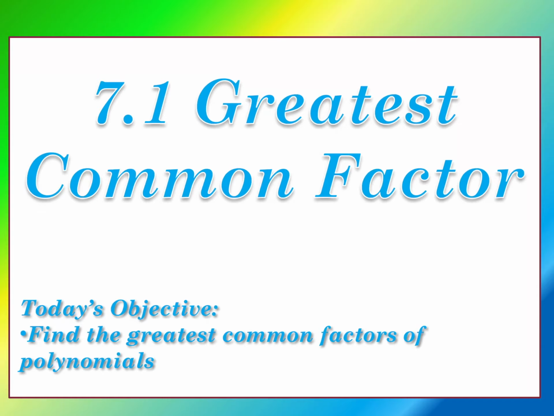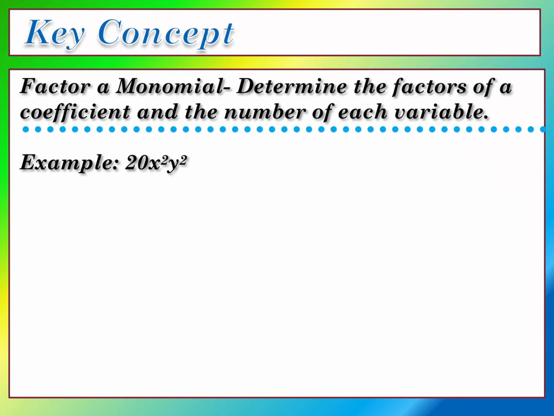Today we are talking about greatest common factor and how we can factor some of these expressions, and what that means to us. So in order to factor a monomial, we want to determine the numbers of the coefficient that would multiply together and the number of each variable. So really we're looking for this big long string of individual terms multiplied together.